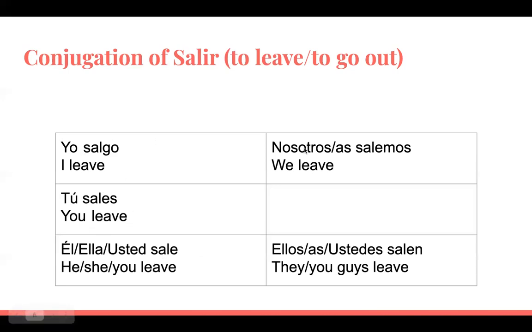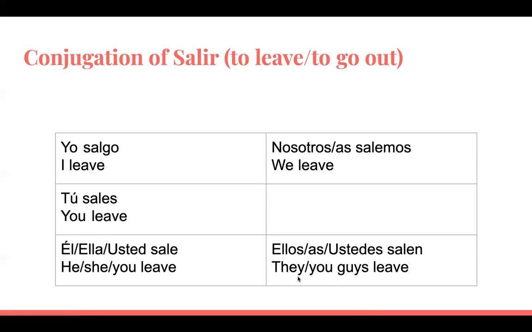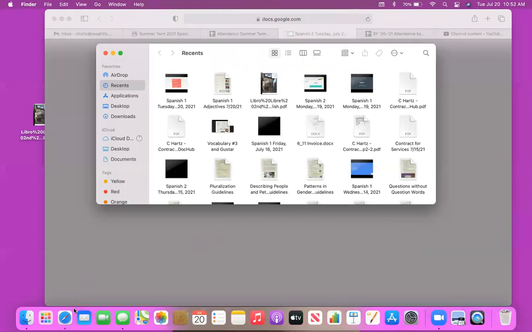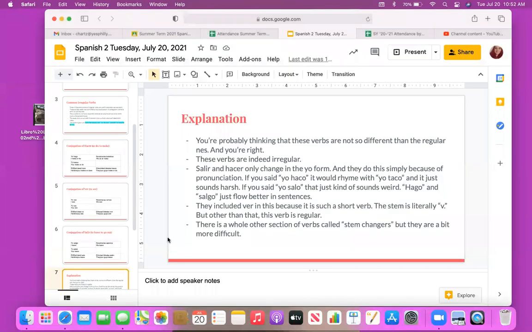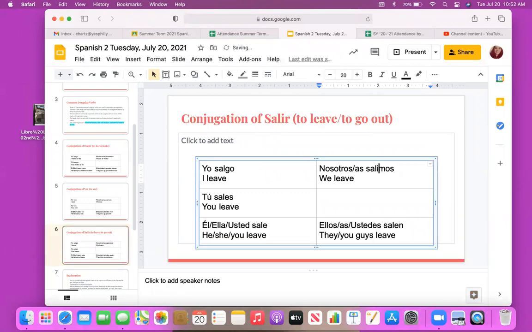The rest of them. Oh, you know what? I messed this up. I don't know why I did that. I made this last night and, oh, what am I doing? Okay, so this one is actually salimos. I don't know why I put that in there. Yeah, it's salimos. I was like, that sounds really weird. Well, that's why. So again, you can see that that's an IR verb.